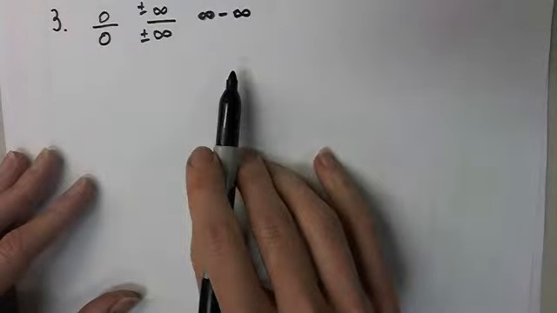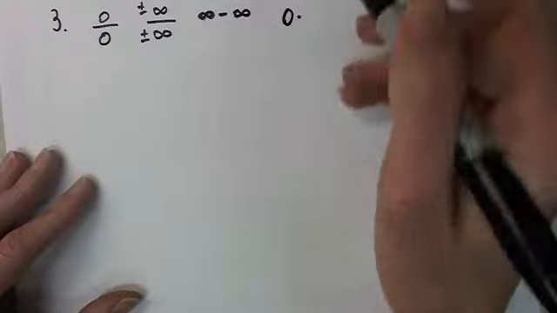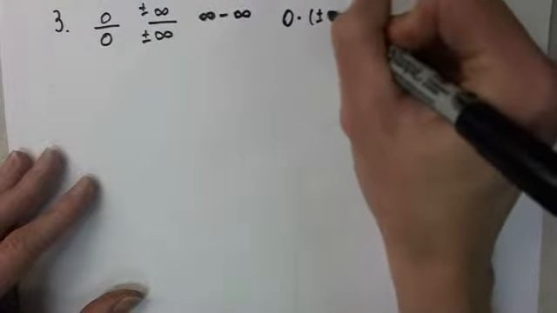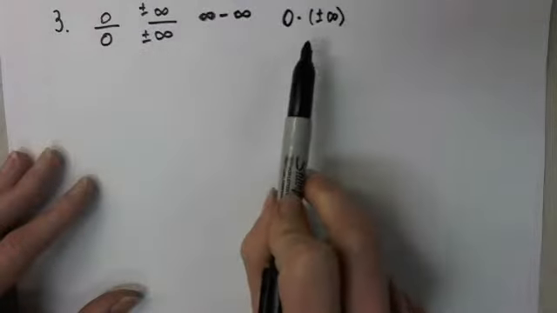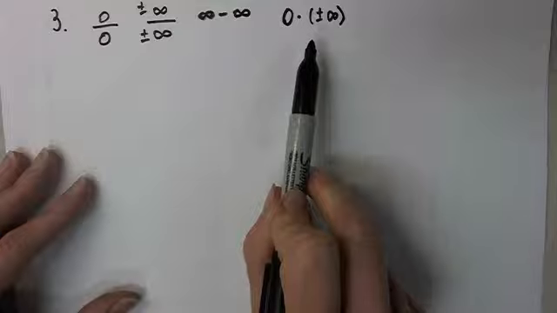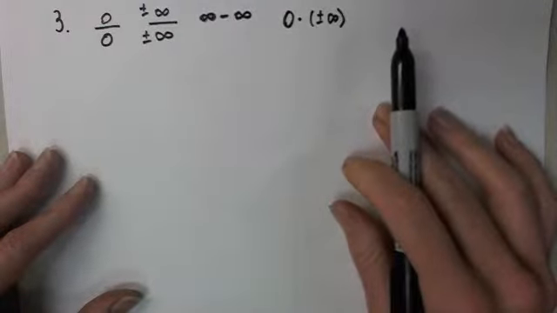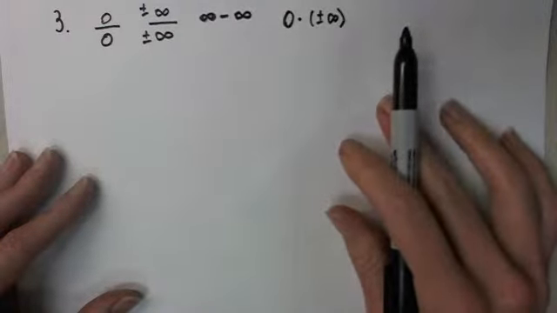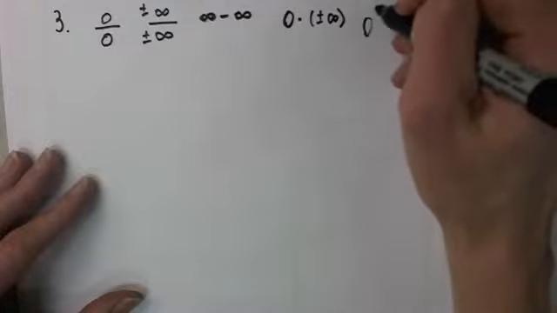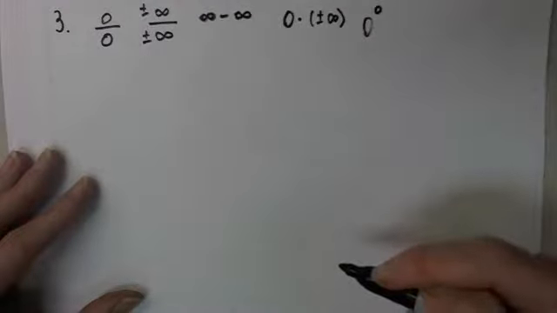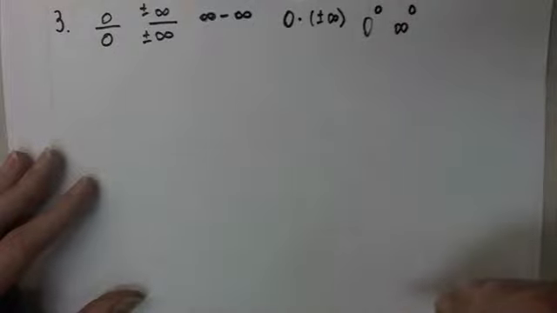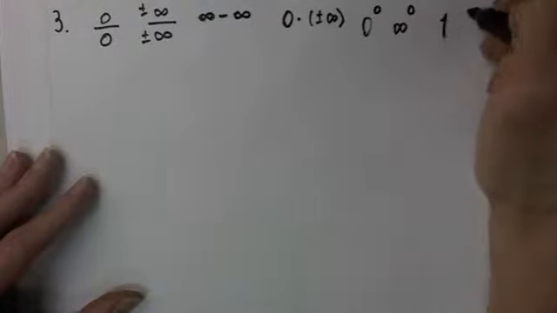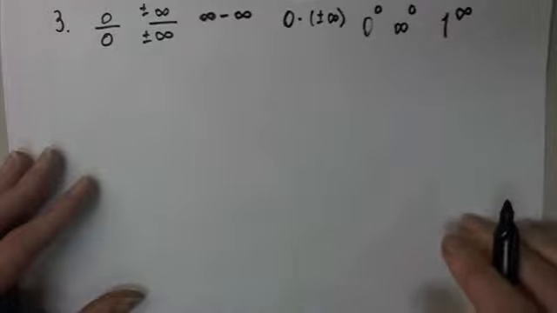We've got an indeterminate product. 0 times either of the infinities is indeterminate. And then, let's see, that's 4. Technically, we only need 2 more, but I'll go ahead and list all 7 that we've talked about. And then we've got 3 indeterminate powers. 0 to the 0 is undefined. Infinity to the 0 is indeterminate. And 1 to the infinity is indeterminate.